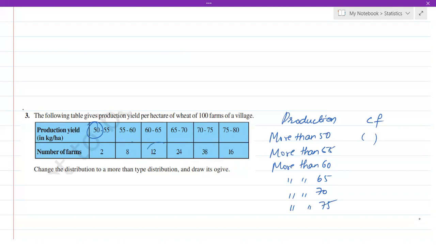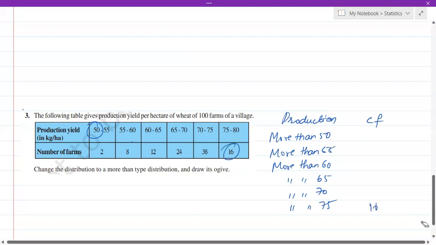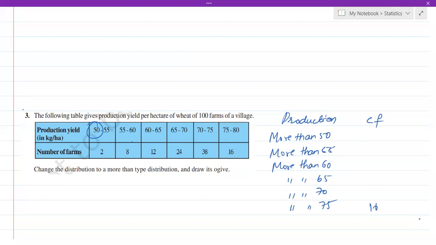Then for more than 60, from here to here, add everything and write it. Or you can do it in another way. What you do is, in the more than type, start from the last. You keep the last value as it is, because when you say more than 75, there is nothing towards the right side. So you will write only this.